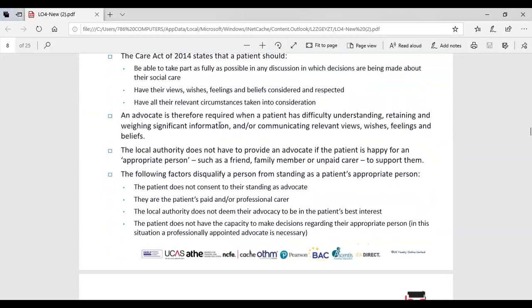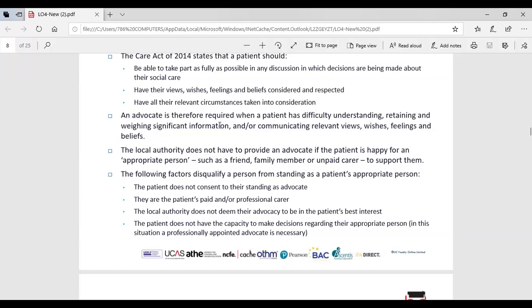An advocate is therefore required when a patient has difficulty understanding, retaining, and weighing significant information, because not everyone understands these intricate terms and concepts. So this is what the advocate does. He or she clears these points for them. And the local authority does not have to provide an advocate if the patient is happy for an appropriate person, who could be a friend, family member, or unpaid carer, to support them.